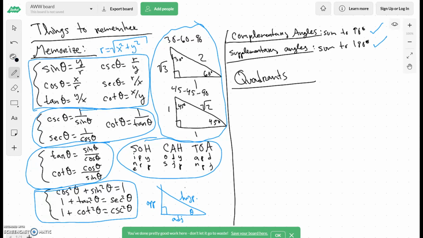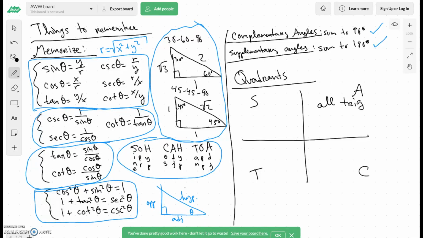I wrote here the quadrants. The quadrants, remember, all students take calculus, A, S, T, C. What this means is that here all trig functions are positive. All trig are positive. Okay, that's what this one means, okay? This S means that sine, and its inverse cosecant, are positive, okay? That means that everything else is going to be negative. Okay, here tangent and cotangent are positive, okay? And here cosine and secant are positive, okay?